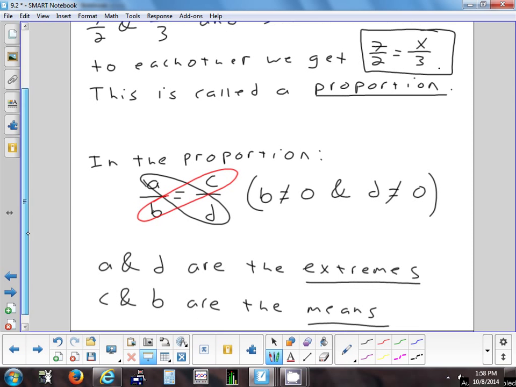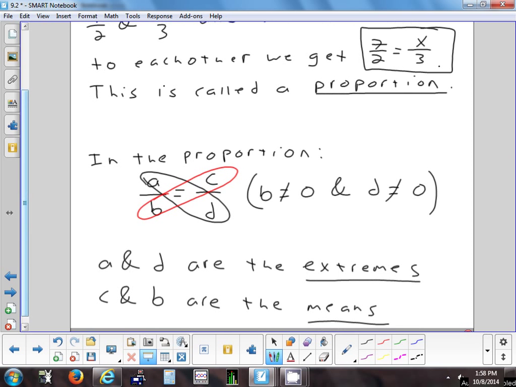Looking at that proportion up above, what are the extremes in that proportion that I put in the box? Isaiah? 7 and 3. 7 and 3, good. What would be the means? Someone else? 2 and X. That's it. We're not solving it yet. There's an answer to this problem, we could solve it. For now, I'm just having you figure out what the means and the extremes are. Any questions on how you identify that? Okay, everybody has that written down.